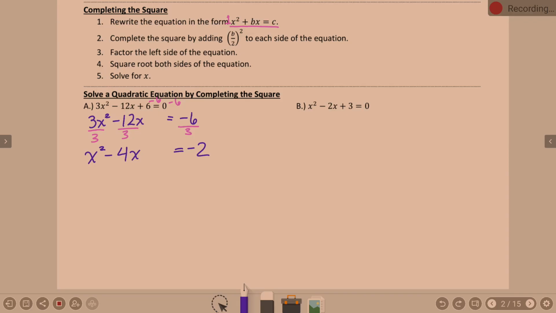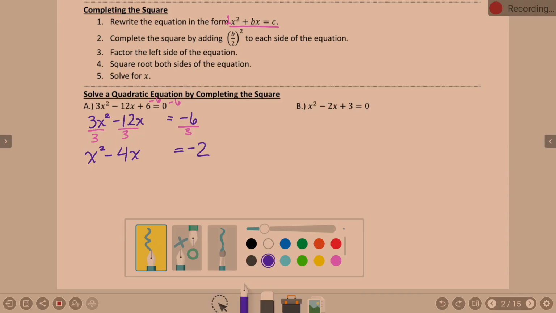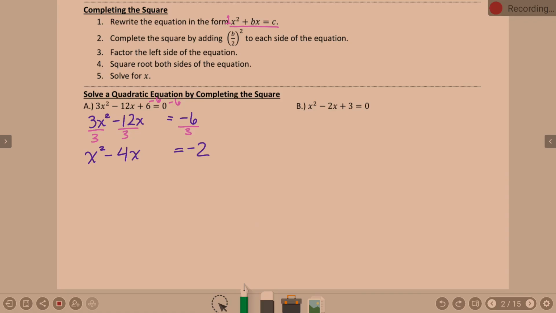Step 2. This is the step. Complete the square by adding b over 2 squared to each side of the equation. So what we need to figure out right here: tell me, what is my current b value? Current b value is negative 4, yes? And I say current, I don't care what b started off as. I care what it is right now that we're at x squared plus bx equals c. So b is negative 4.